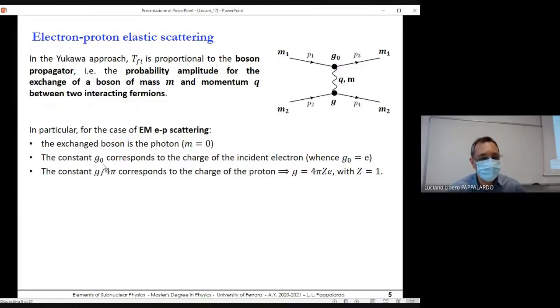The constant G0 corresponds to the charge of the incident electron, so it's just the electron charge e. And the constant G divided by 4 pi corresponds to the charge of the proton. So we can now invert this to get G as 4 pi Z e, but for the case of the proton, Z is equal to 1, of course. So it's 4 pi e. Now we have all the ingredients, and we can try to derive the shape of this cross-section. So let me move now to the whiteboard.